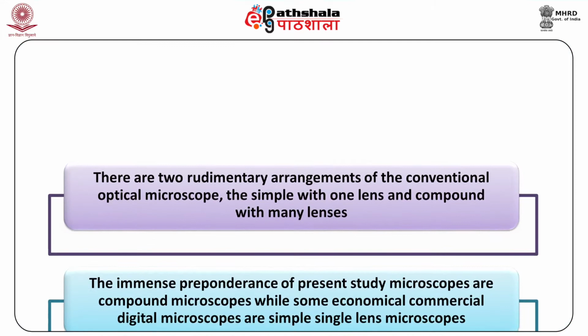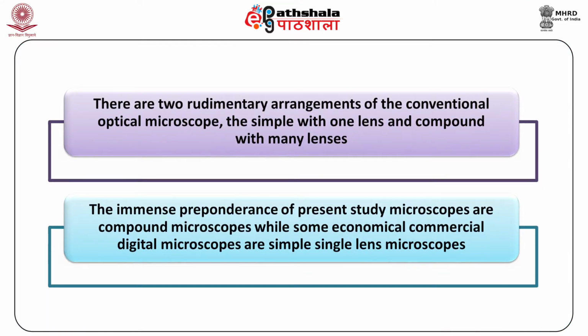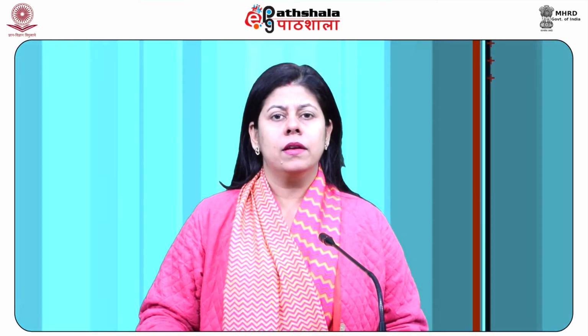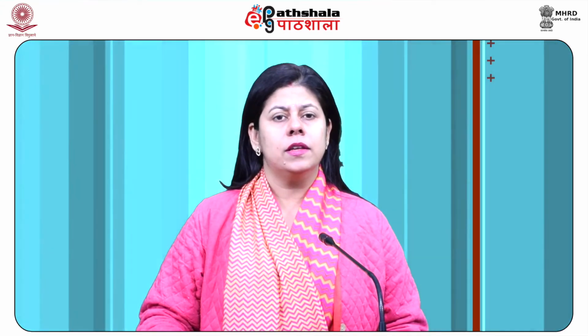There are two rudimentary arrangements of a conventional optical microscope: the simple with one lens and the compound with many lenses. The immense preponderance of present study microscopes are compound microscopes, while some economical commercial digital microscopes are simple single lens microscopes. Principally, a magnifying glass is a rudimentary single lens microscope.